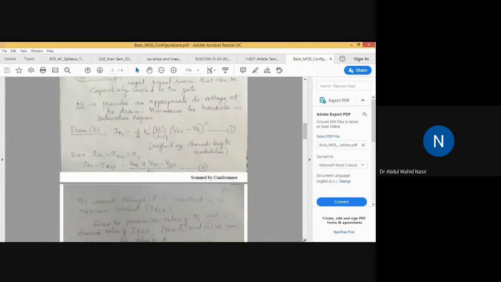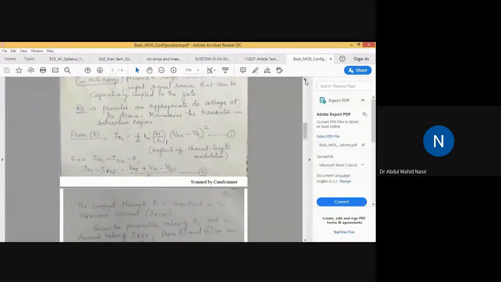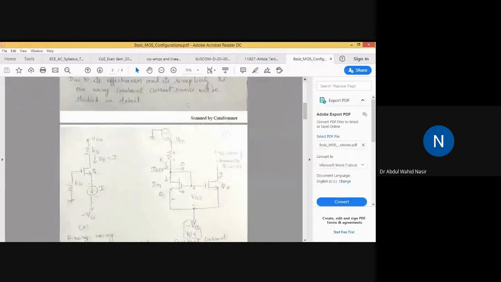That is what we have seen here. So now ID1 is equal to I reference is equal to (VDD plus VSS minus VGS) divided by R. So how are we getting this relation? Here you can see that something is missing, that term is R. So how are we getting this equation 2? It is very simple.